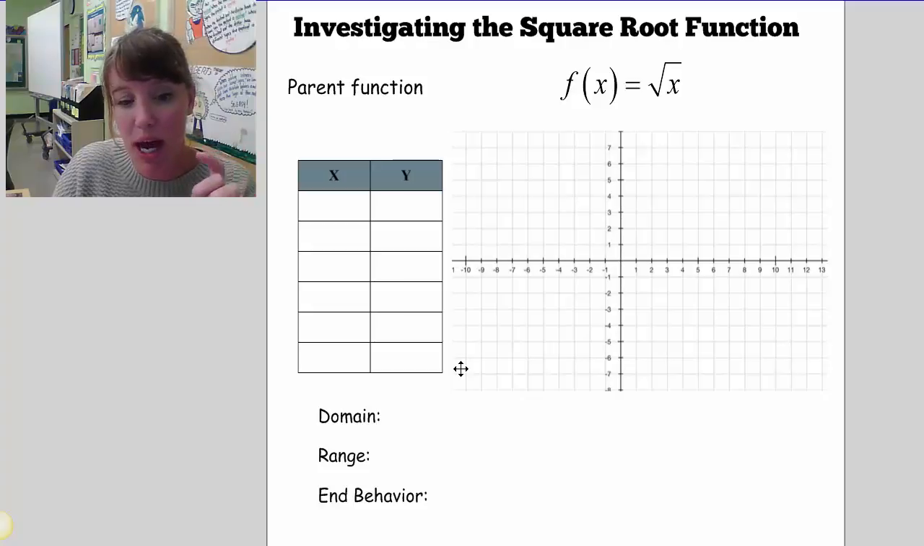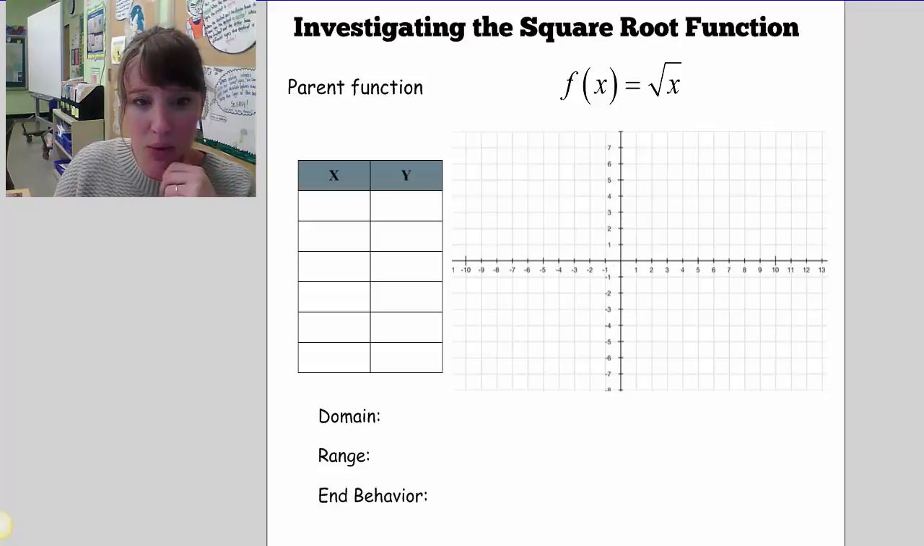Square rooting and squaring something are inverse operations, except that the square root function, as we're going to find out, has a restriction: you can't put negative numbers into the square root and get back a real number. What you would get back is an imaginary number. So this is the first function that we really see that will have a restricted domain.